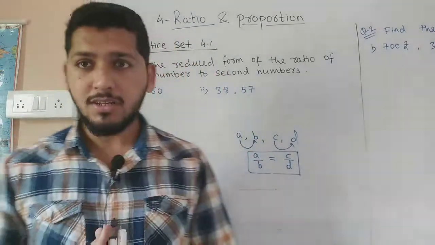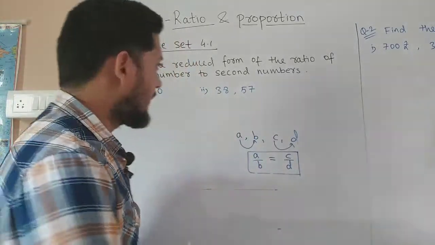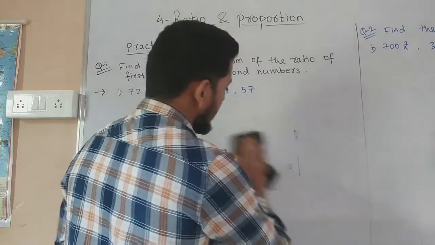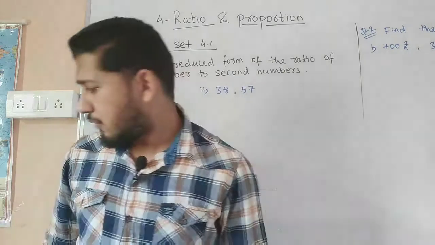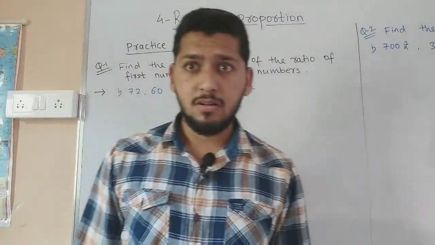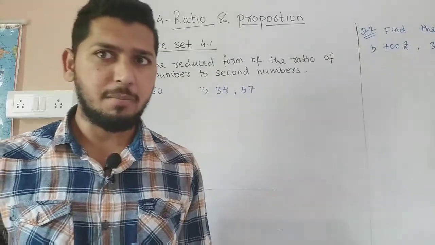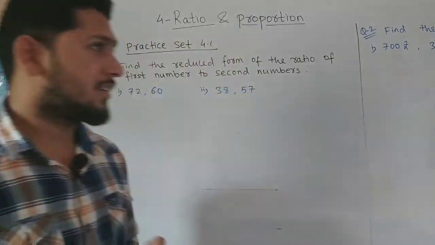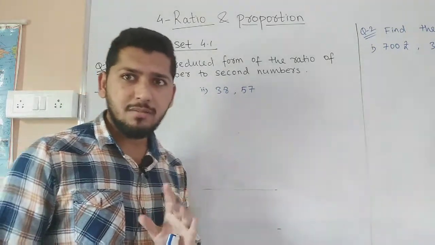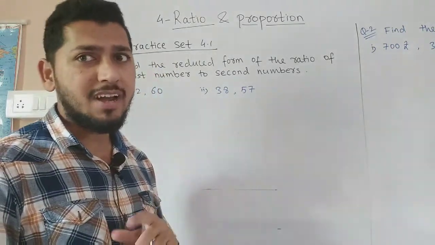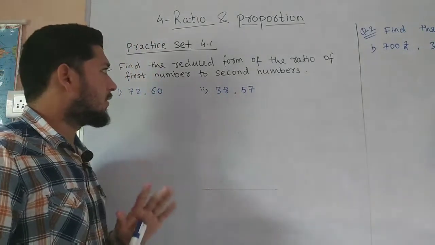Now we start with the examples. From ratio and proportion, the first exercise is practice set 4.1. In this practice set 4.1 there are 8 questions, but questions 7 and 8 are deleted from your syllabus, so we have to study only 6 questions. We'll start with question number 1.